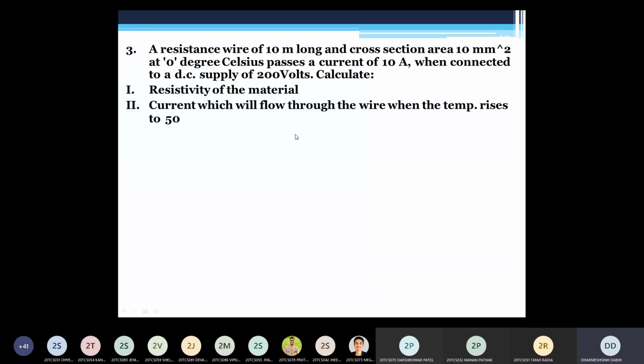And here alpha 0 is also given, temperature coefficient 0.0003 per degree Celsius. So first you calculate resistivity of the material, second calculate current which will flow through the wire when temperature rise to 50 degrees Celsius. Alpha 0 is given, temperature coefficient at 0 degrees is given. So give me the answer of resistivity.